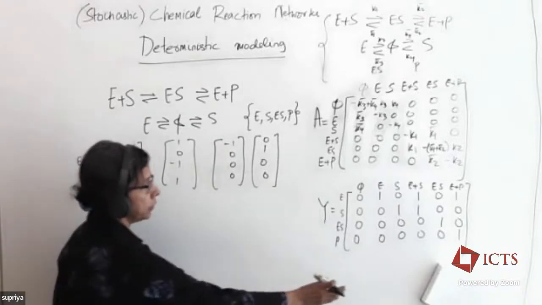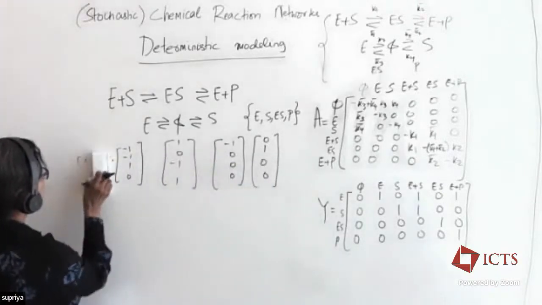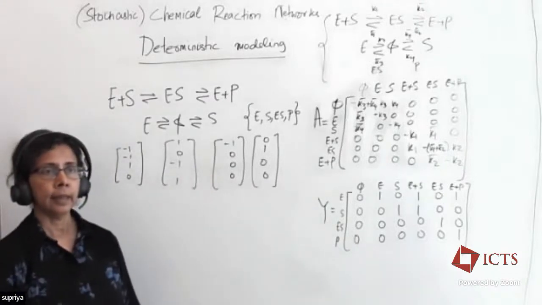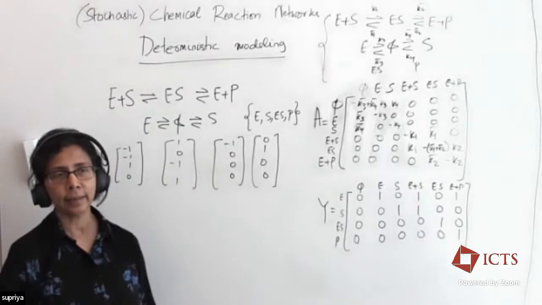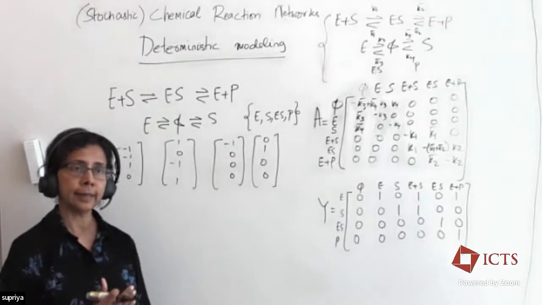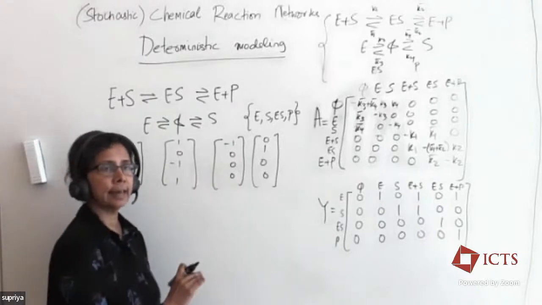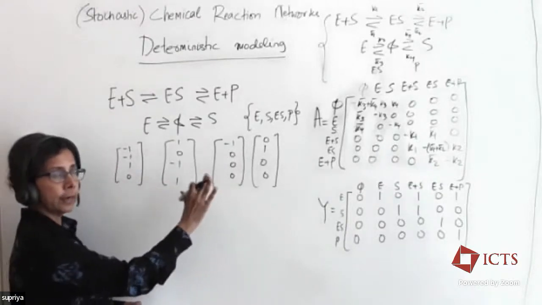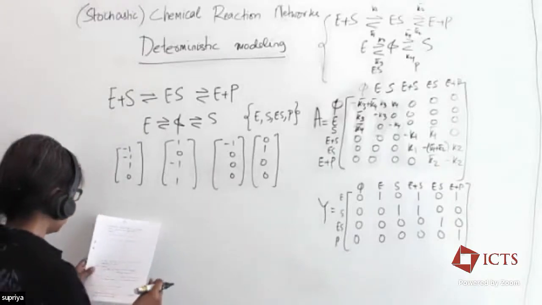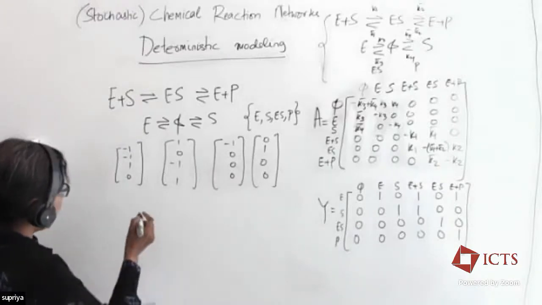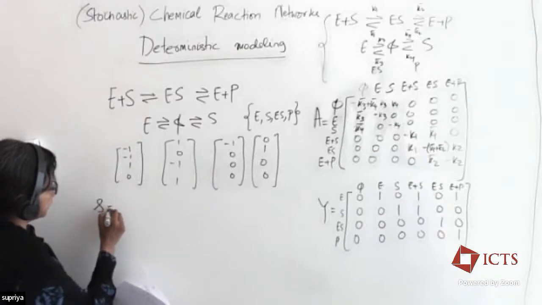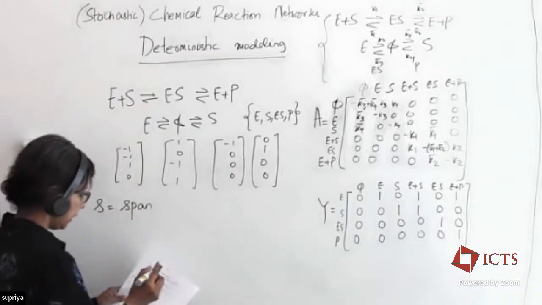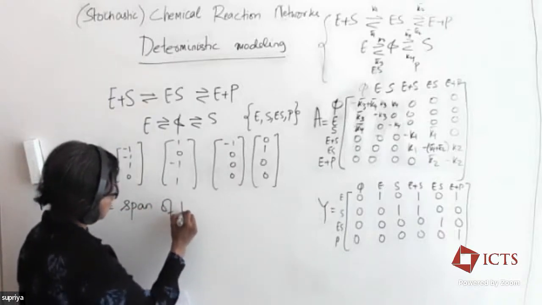So these were the four independent column vectors. Let me say this and then I'll say the caveats. In this particular case, these are the four independent column vectors. So now if we define our S, our stoichiometric subspace, this quantity S, as the span of the stoichiometric subspace.